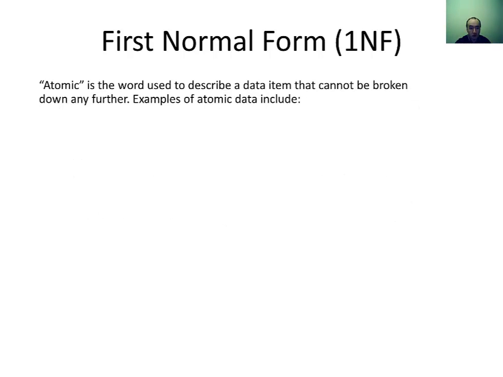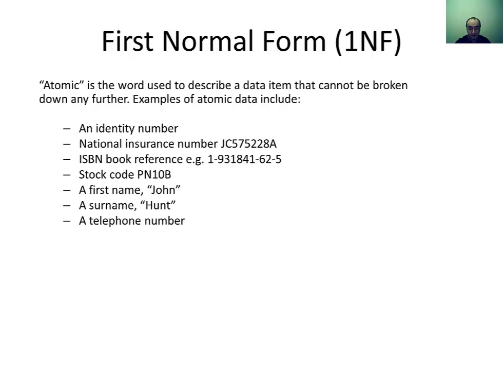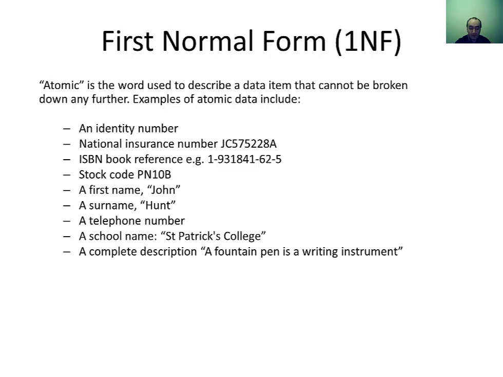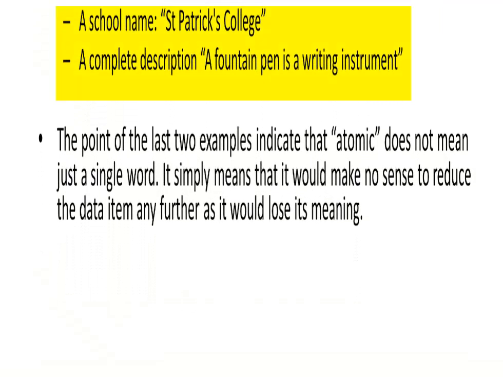Atomic is the word used to describe a data item that cannot be broken down any further. Examples of atomic data include an ID number, a national insurance number, an ISBN book reference, stock code, a first name, a surname, a telephone number, a school name, or a complete description. The last 2 examples indicate that atomic does not mean just a single word. It simply means that it would make no sense to reduce the data item any further, as it would lose its meaning.